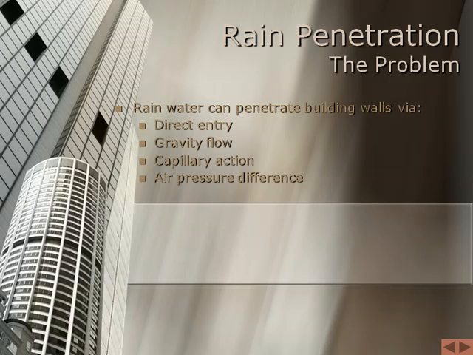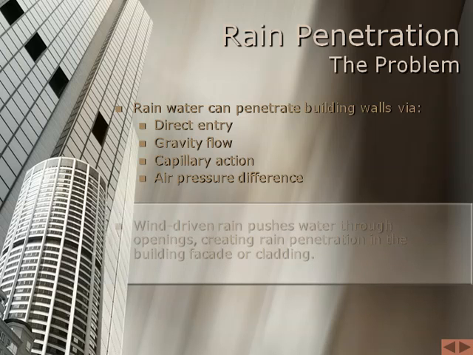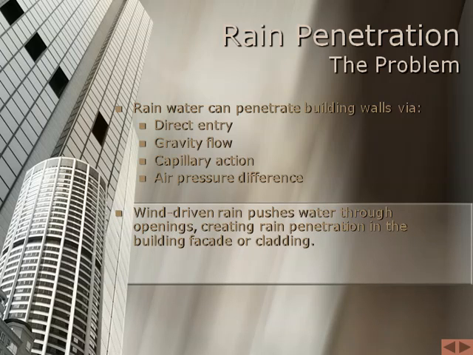Wind-driven rain pushes water through openings, creating rain penetration in the building facade or cladding. For wind-driven rain to penetrate the wall assembly, three conditions must exist. There must be water on the outer surface of the wall, such as that from rain. There must be an opening from which water and air can pass. And there must be a force, like wind, to push the water through these small openings. If any one of these three conditions is eliminated, rain penetration will be significantly reduced or perhaps eliminated.